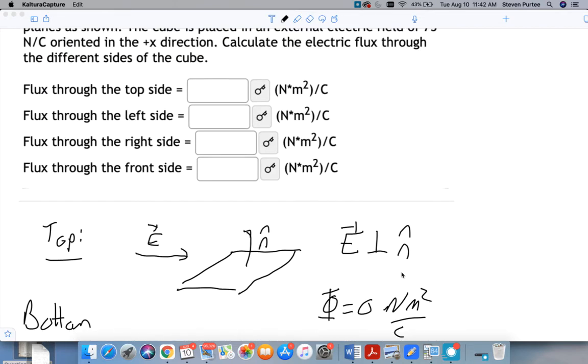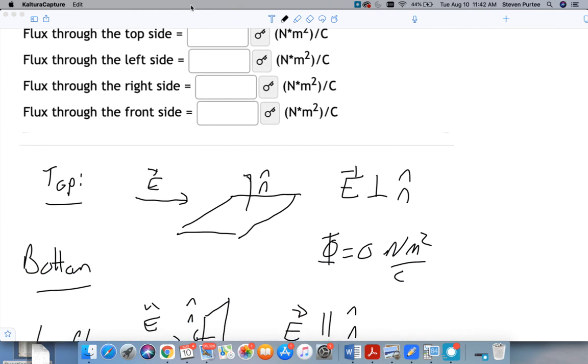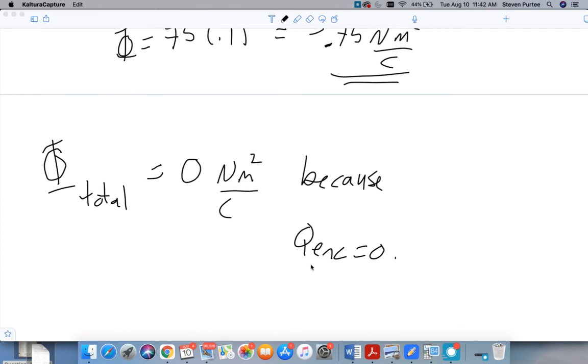The right side: E points to the right. My normal vector would point to the right. Those are parallel. Cosine of 0 is 1. The flux through this side would be positive 0.75, exactly the opposite of that one. All the flux that's flowing in over here is flowing back out over there. The total flux is 0. If we were to add up all these sides, we would get 0, because Q enclosed is 0.